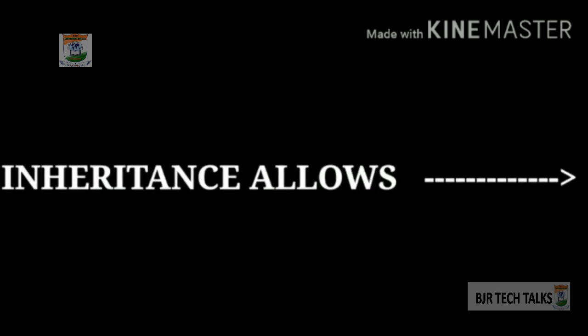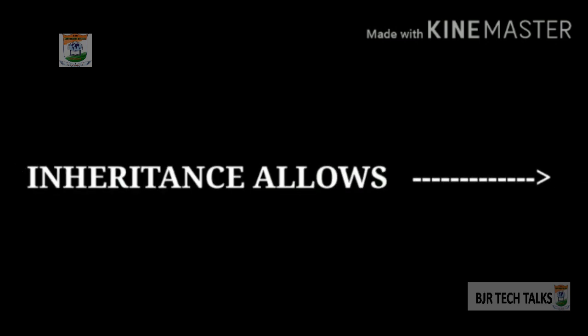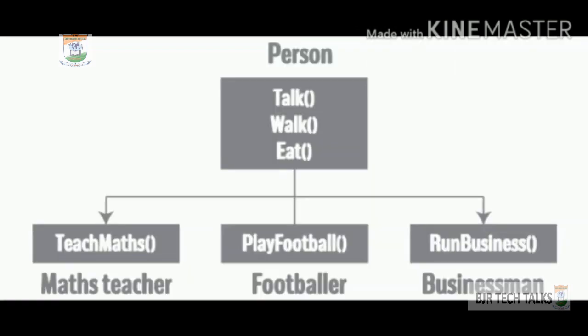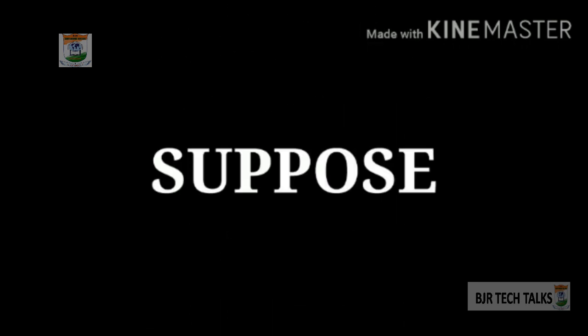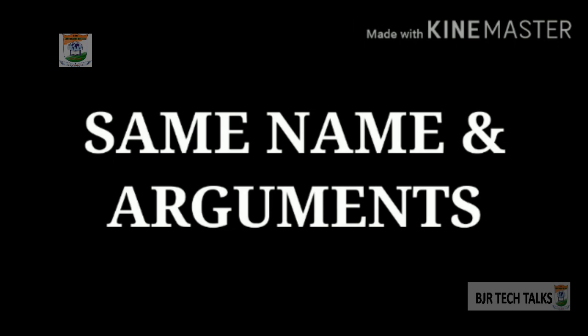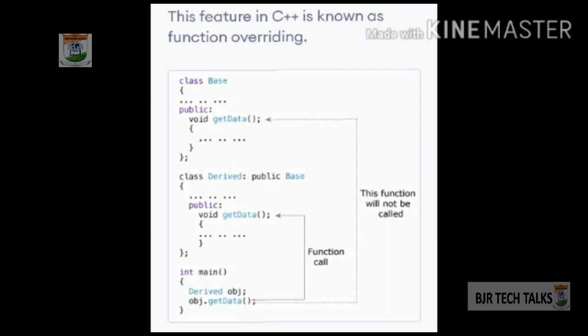As we discussed before, inheritance allows software developers to derive a new class from an existing class. The derived class inherits features of the base class. Suppose both base class and derived class have a member function with the same name and arguments, that is, the number and type of arguments are the same. If you create an object of the derived class and call the member function which exists in both the base and derived classes, the member function of the derived class is invoked and the function of the base class is ignored. This feature in C++ is known as function overriding.